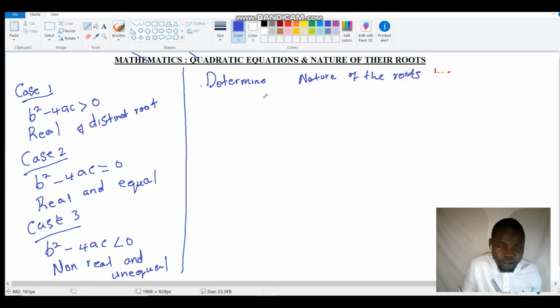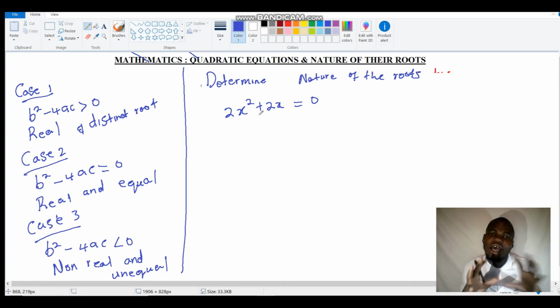The first one is 2x squared plus 2x equals 0. So now we are asked to determine the nature of the roots. Now you are not asked to find or solve for x. Now you use the discriminant. Remember, the discriminant is that thing which is under the square root of the quadratic formula, which is b squared minus 4ac.